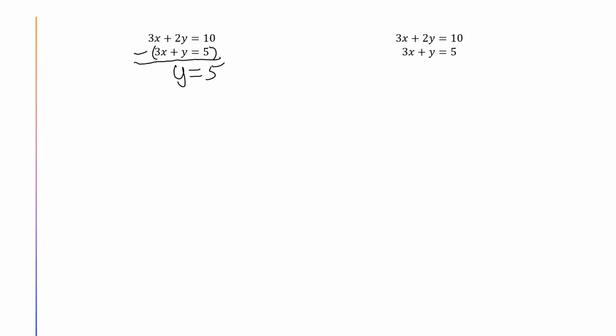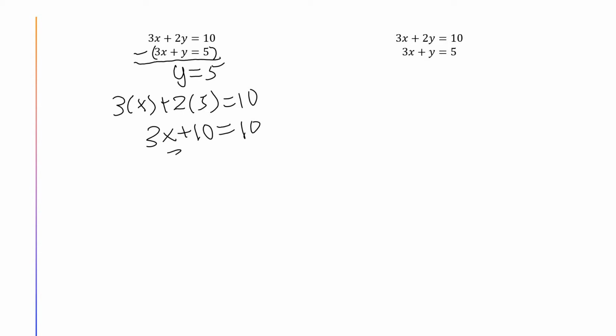So now we know that y equals 5, and we substitute that back into one of the equations to solve for x. So I'm going to substitute y into the first equation, and we get 3x plus 10 is equal to 10, 3x equals 0, and if we divide 0 by 3, we get x equals 0. So now we know the common solution is (0, 5).